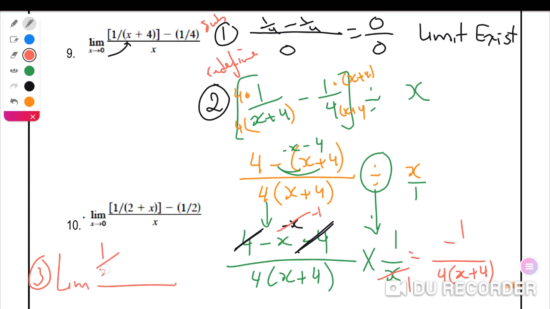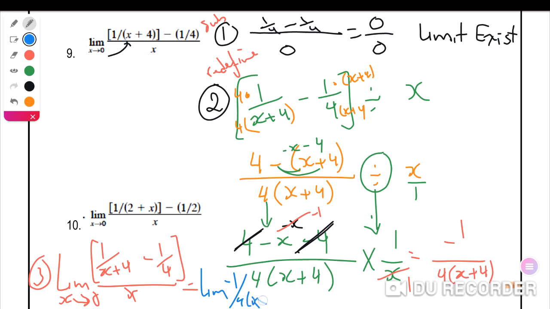The limit of 1 over x plus 4 minus 1 over 4, that is the numerator, over x. When x approaches 0, it will be the same as the limit of the redefining function, which is negative 1 over 4 multiply x plus 4. Clear? When x approaches 0, by replacing, it will be replaced here.